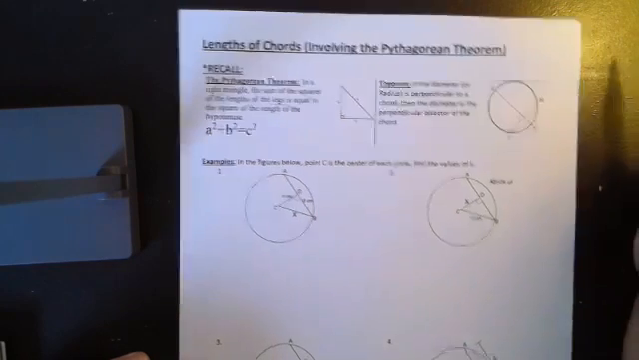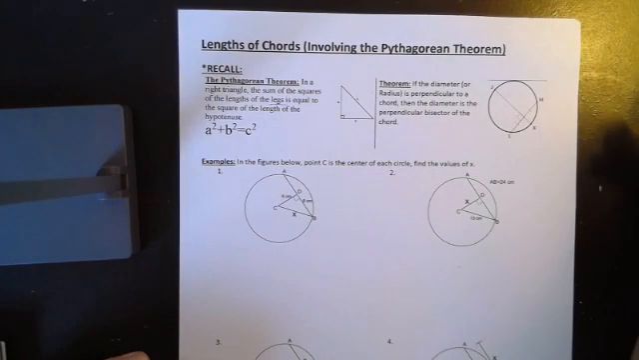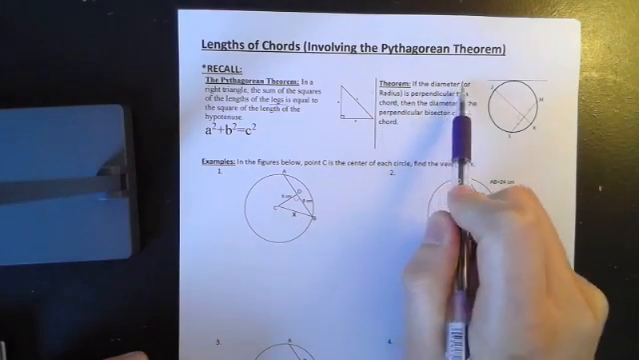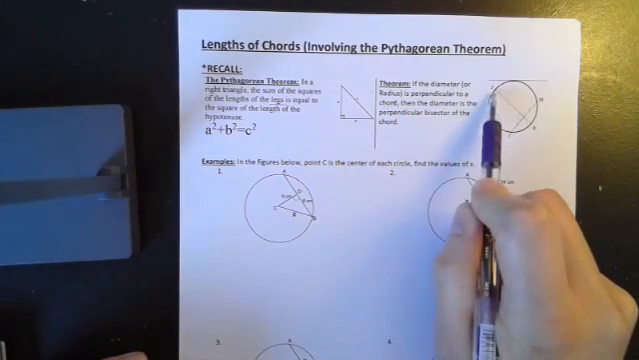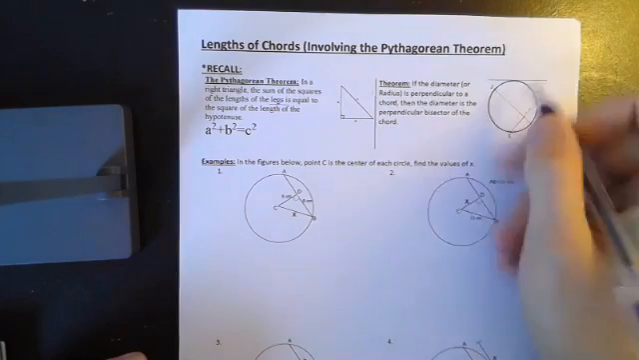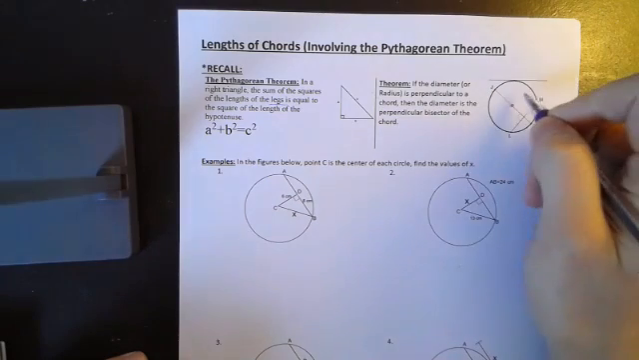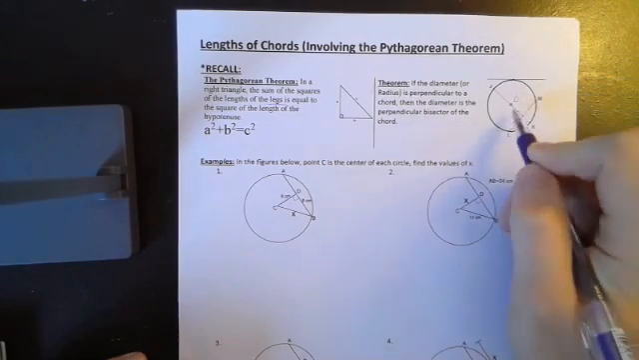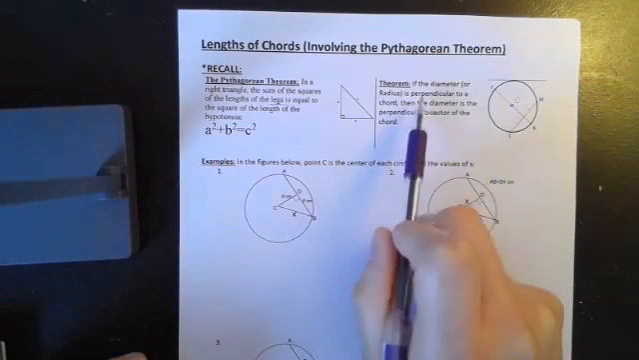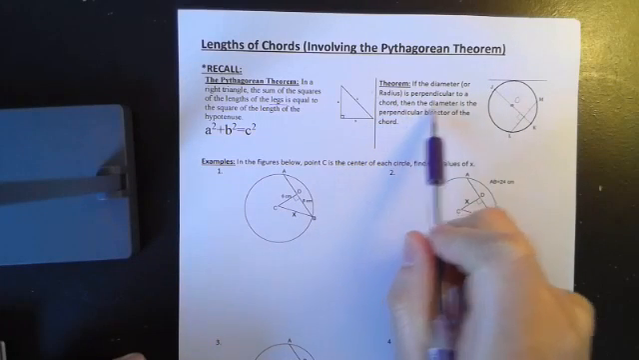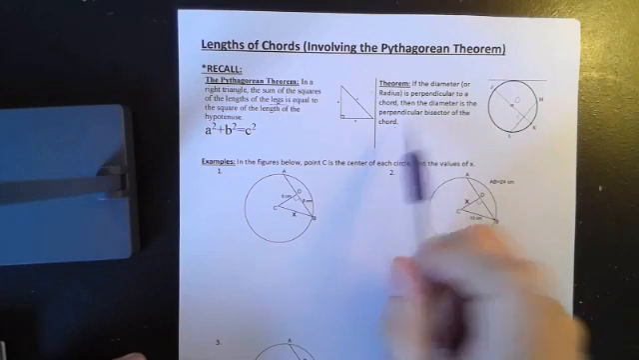Okay, the second theorem is the first one that we talked about yesterday. This one states that if the diameter or radius, so in this case JK would be our diameter, you could focus on the radius as well, and this theorem would be true. So if we had point O, OK would be the radius. What this theorem says is if the diameter or radius is perpendicular to a chord, then the diameter is the perpendicular bisector of the chord.